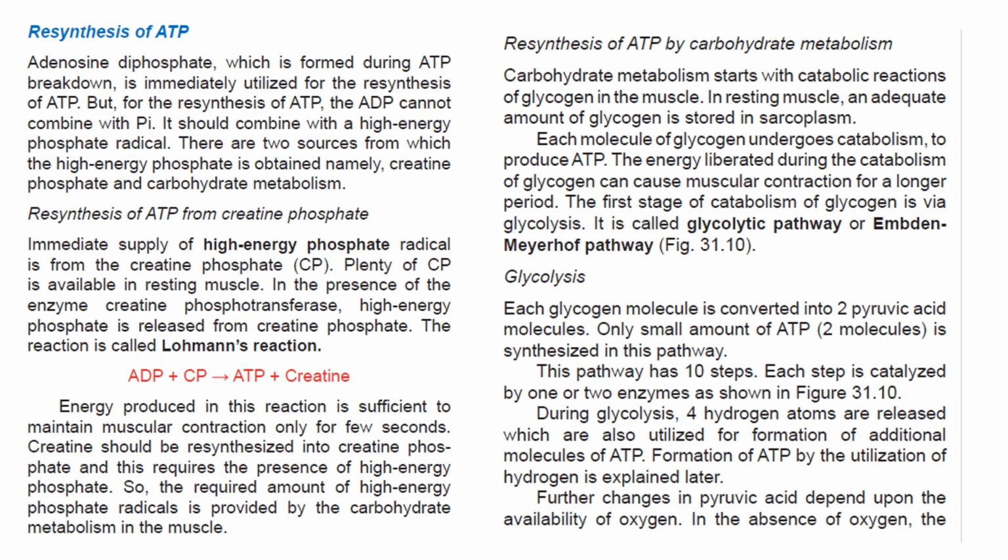So glycogen is used as a stored energy source. In a resting muscle, glycogen is stored in the sarcoplasm and it undergoes catabolism to produce ATP. This process begins with glycolysis, which is also known as the glycolytic pathway or Embden-Meyerhof pathway. During glycolysis, each glycogen molecule is broken down into two pyruvic acid molecules which produce two ATP molecules. So this pathway consists of at least 10 enzymatic steps, each catalyzed by one or two specific enzymes. Hydrogen atoms are released, which contribute to further ATP production later on.